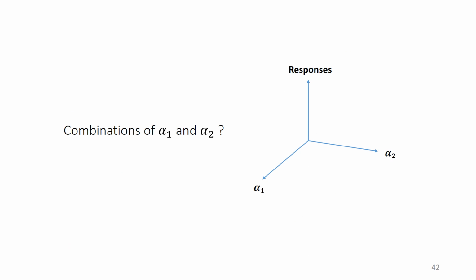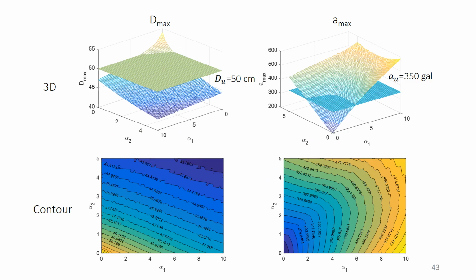So we want to use a damper and a spring as our displacement restraint mechanism. For a combination of a damper and a spring, there will be combinations of alpha 1 and alpha 2. So we want to draw a 3D diagram where the x-axis is alpha 1 and the y-axis is alpha 2. And by the combinations, we can draw the displacement and acceleration responses. So this will be the 3D diagram.